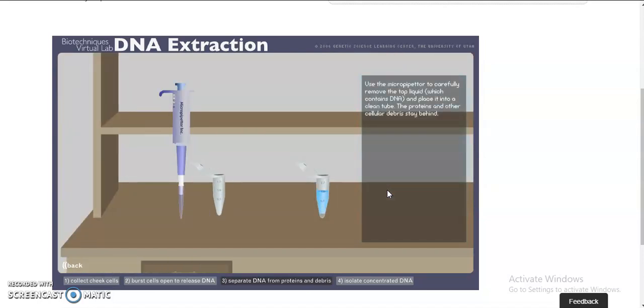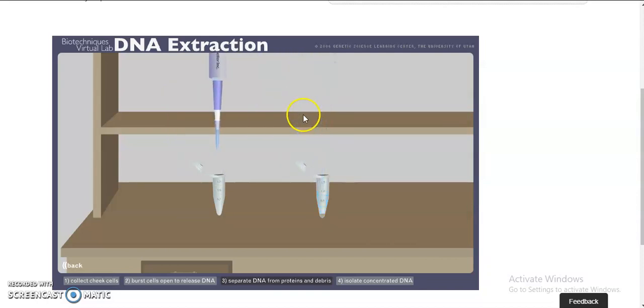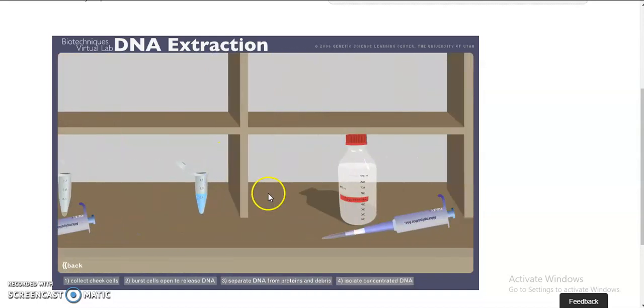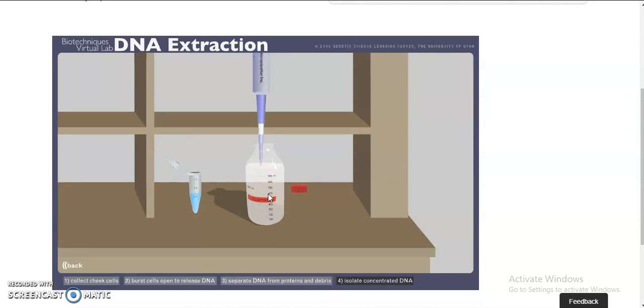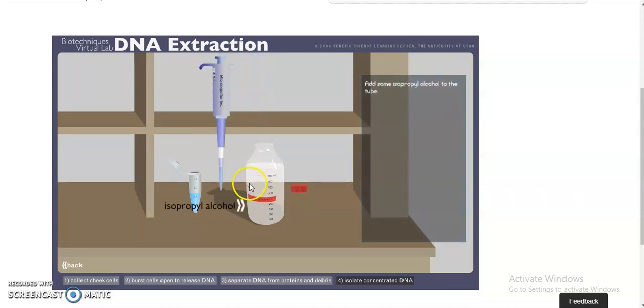After that, use the micropipette to carefully remove the top liquid, which contains DNA, and place it into a clean tube. The proteins and other cellular debris stay behind. Add some isopropyl alcohol to the tube.